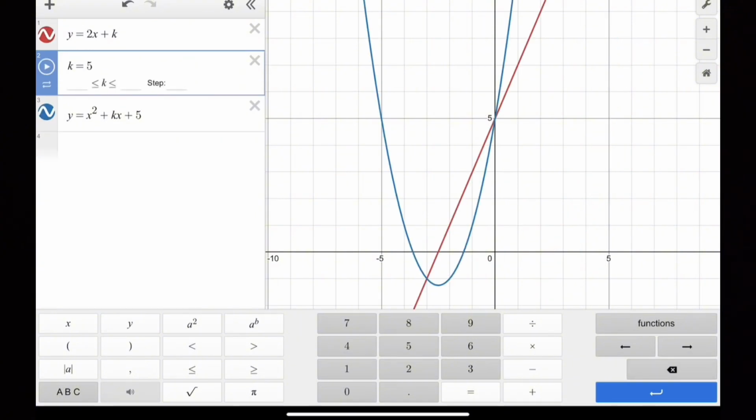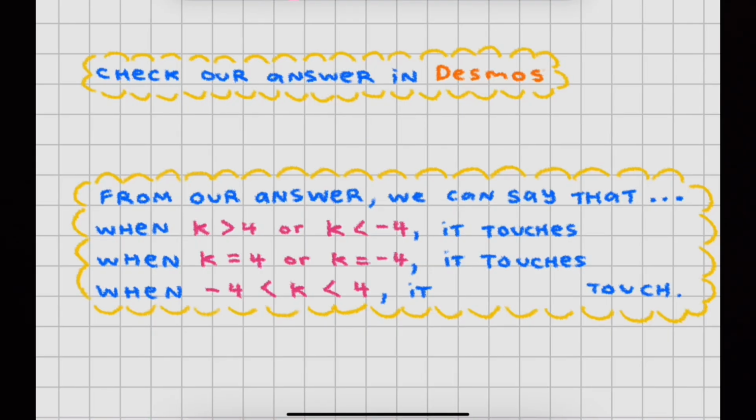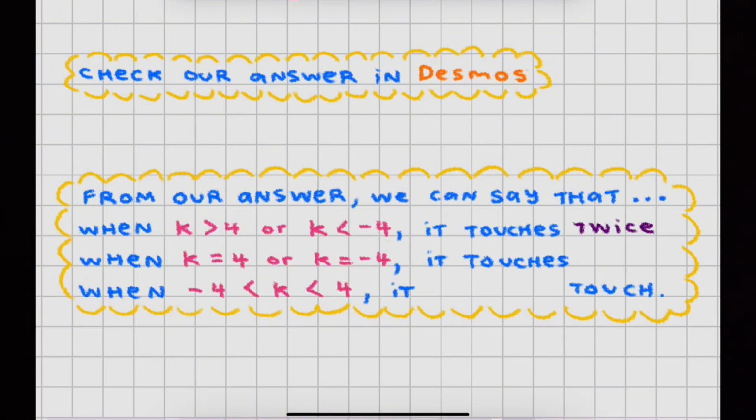Same goes for 5. So from our answer, we can say that when k is greater than 4 or k is lesser than negative 4, it touches twice. When k is equal to 4 or k is equal to negative 4, it touches once. And when k is between negative 4 and 4, it doesn't touch. So that's our conclusion for our equation.